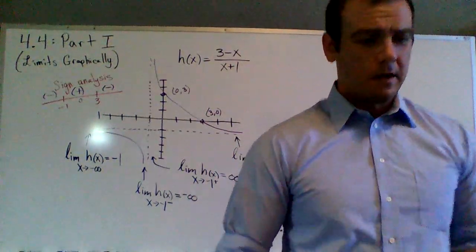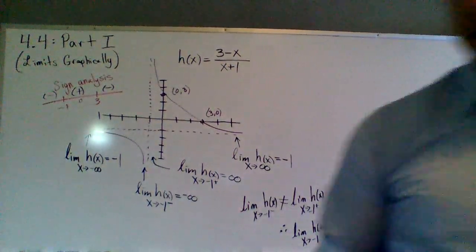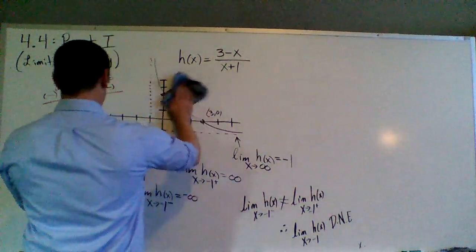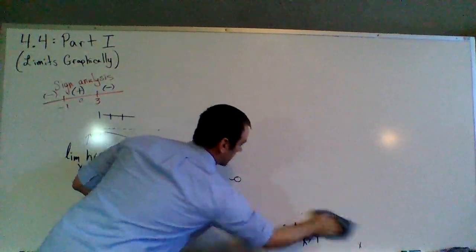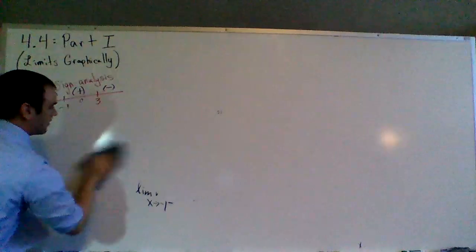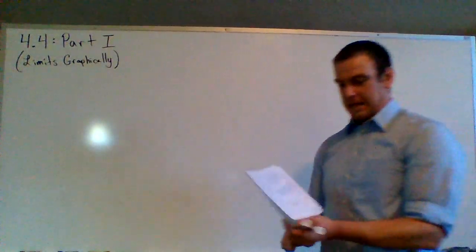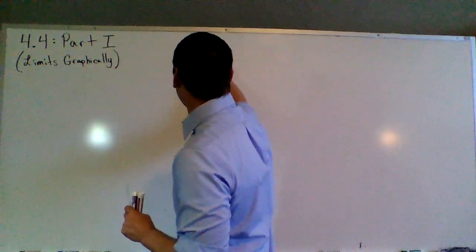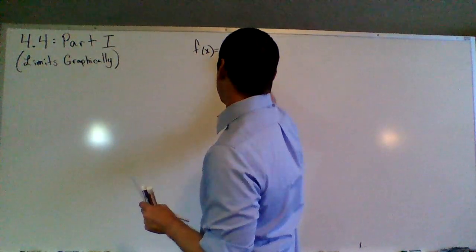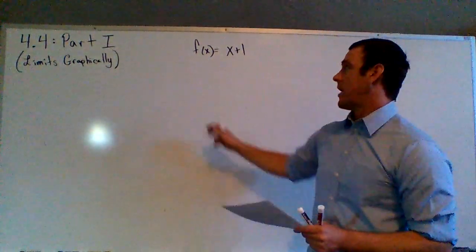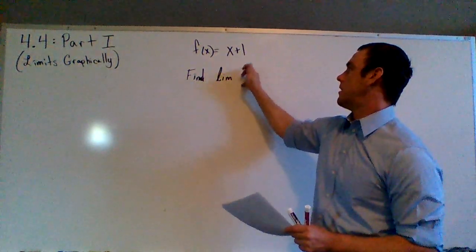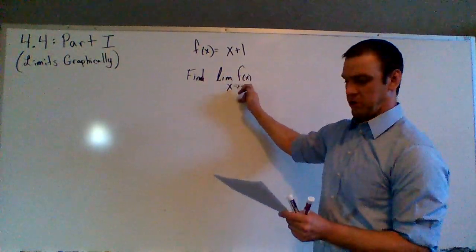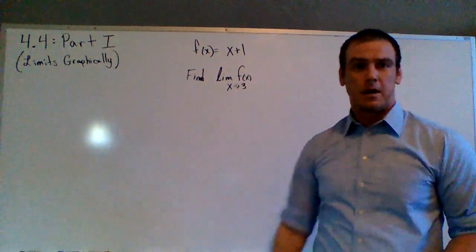Let's do some more practice. Let's see what we got next. Ooh, let's go back to f of x now. We got f of x equals x plus 1. Let's find the limit of f of x as x approaches, well, let's do 3.